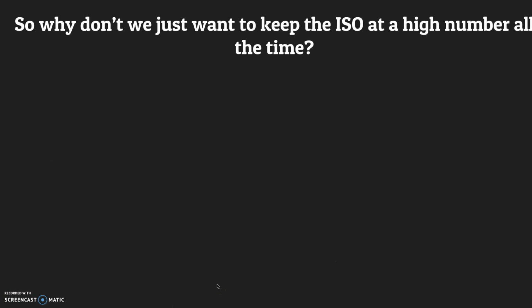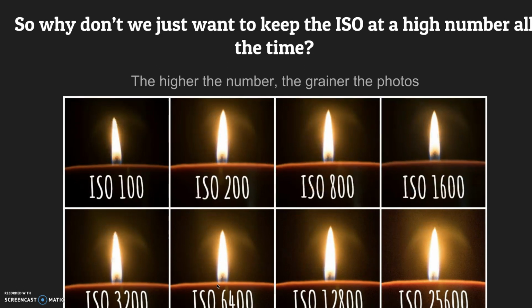Okay, so if we are able to increase the brightness of our photos by bumping up the ISO, why don't we just keep it as high as possible all the time? And the answer to that is the higher the number, the grainier the photos. So it sounds good to have a really high ISO because it allows a lot more brightness to your photos. But the problem is when you get to the higher ISOs, you're introducing a lot of grain. So these are obviously very grainy, whereas the ones with the lower ISO, they would have a lot lower amount of grain. And that depends a lot on the camera that you're using.